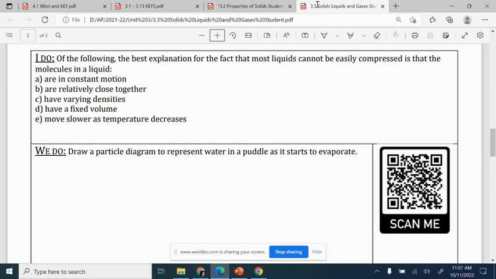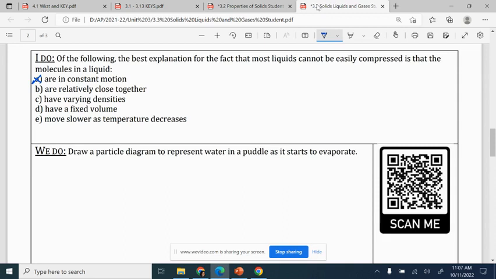But it's shortened, so. Of the following, the best explanation for the fact that most liquids cannot be easily compressed is that, wait, you know, compressed? Annie, you good with compressed? Oh yeah. Sorry. It's not D. I do agree. What is it? You tell me. A. No, they're all in constant motion. Everything's vibrating. It's not at absolute zero. So it's not A.